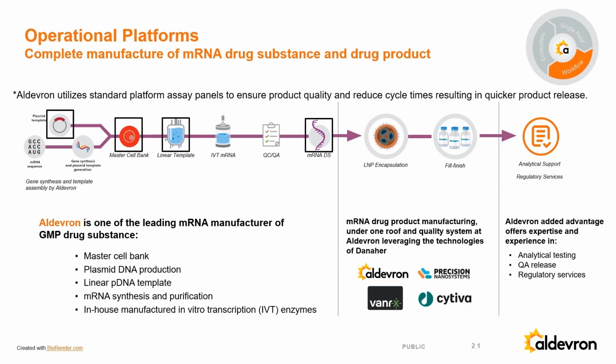And really Aldevron's general approach, and we'll have an example, of course, in a little bit, is how we're trying to develop and validate standard platform assays and assay panels that ensure product quality and reduce cycle times, ultimately resulting in quicker product release. And so really the name of the game for Aldevron is efficiency, is speed, and certainly trying to release high quality product as soon as possible. And so really from the analytical perspective, where we overlap this manufacturing workflow is by developing these analytical platforms. And so making these robust, validated methods that we can leverage as our clients move through the process.